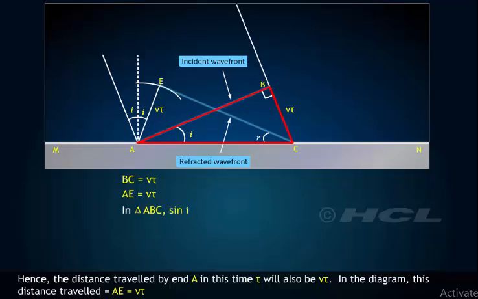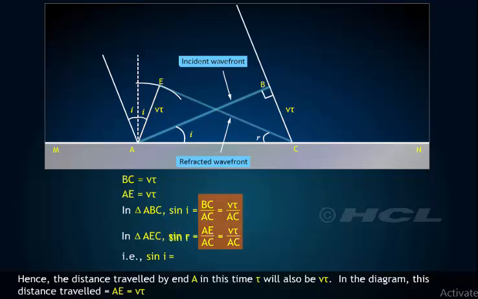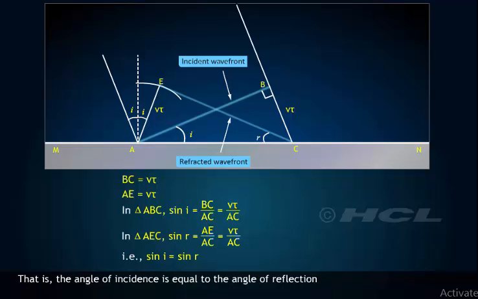In triangle ABC, sin I equals BC by AC equals Vt by AC. In triangle AEC, sin R equals AE by AC equals Vt by AC. That is, sin I equals sin R. That is, the angle of incidence is equal to the angle of reflection. This is Snell's law of reflection.